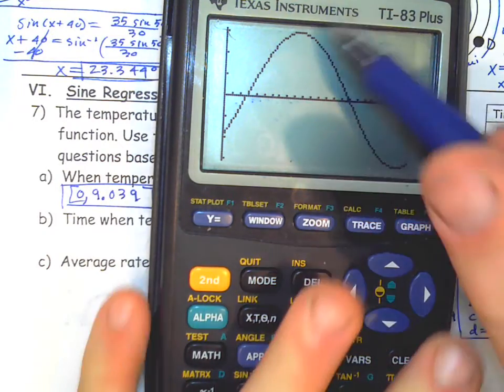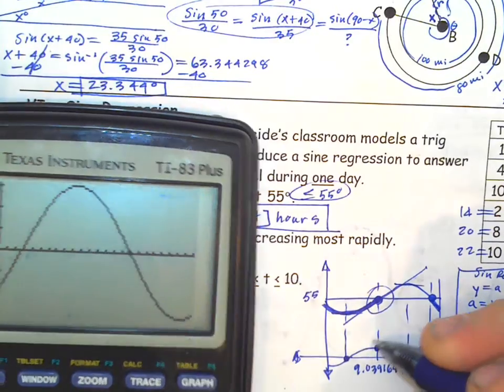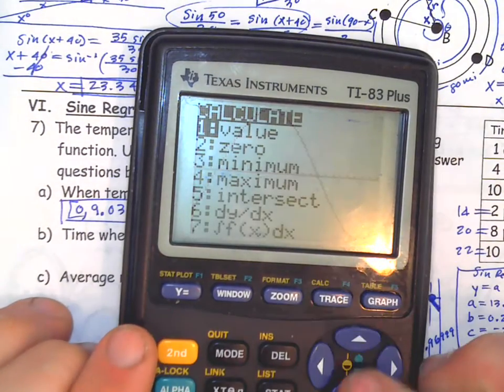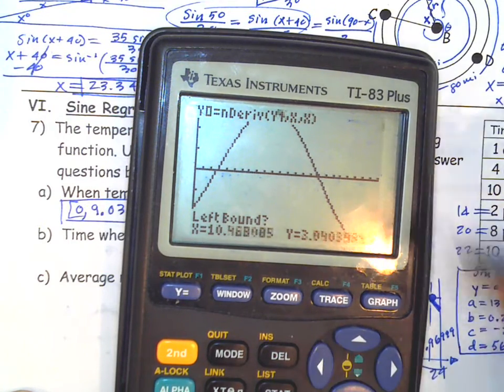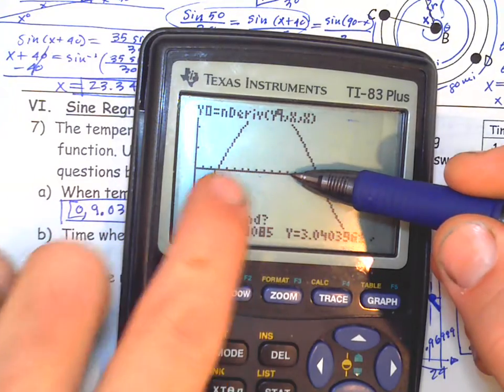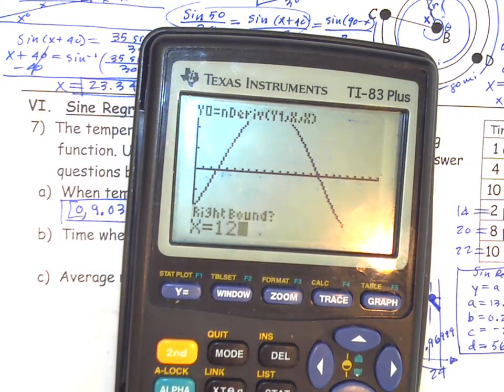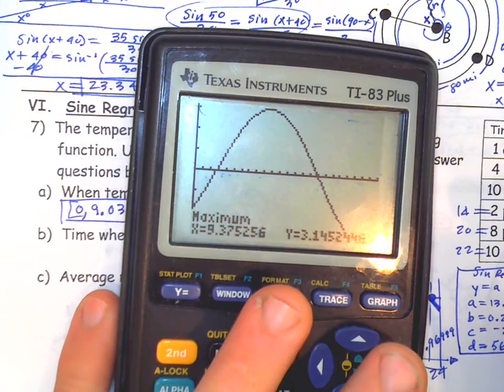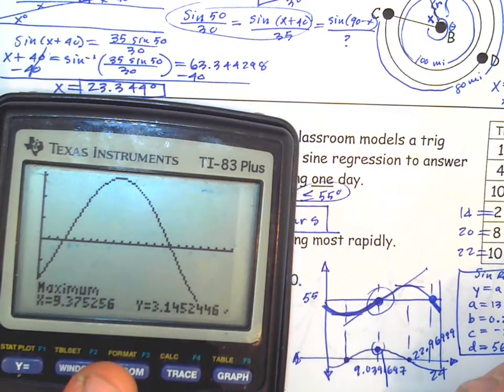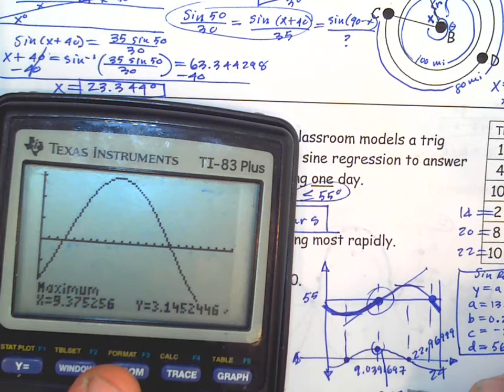Okay, so we want to find this right here. That's what we're looking for. So we're going to do second calculate maximum, and you got to get to the left or right of it. So you could say, oh, well, this is 12, so I'm going to say 6 to 12, guess 10. Or you can use the cursor to go back and forth to get your left-right balance and guess. It's taking a little bit of time again. There it is. So this is 9.375256, comma 3.1452446, which is not the way you should write your answer.